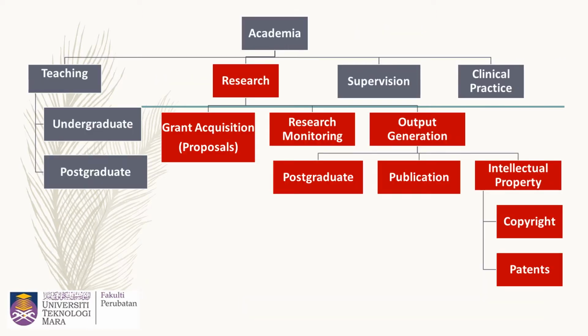This flowchart summarizes the components of all the major responsibilities of academicians within a university. The ones highlighted in red will be the ones we're going to focus on in this presentation. There are 3 major aspects within research, which are grant acquisition, where proposal writing and acquiring funding to conduct the research happens. The second is research monitoring, where the actual research is conducted and regularly monitored to ensure that it is done on schedule and appropriately.